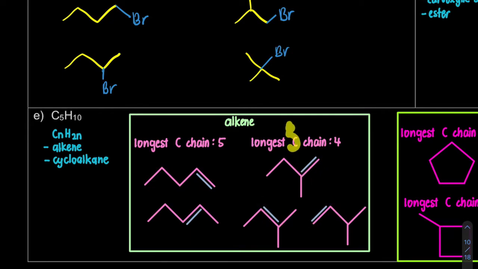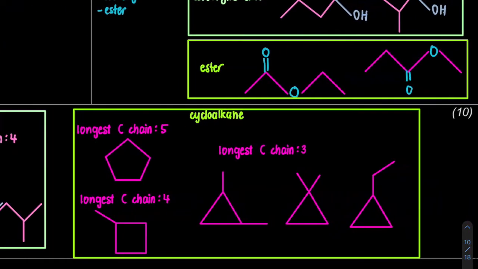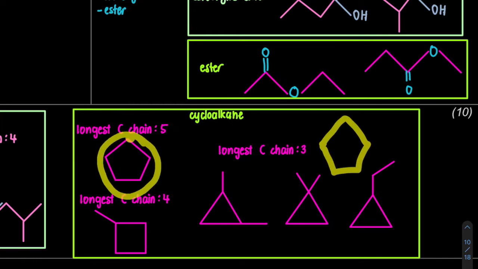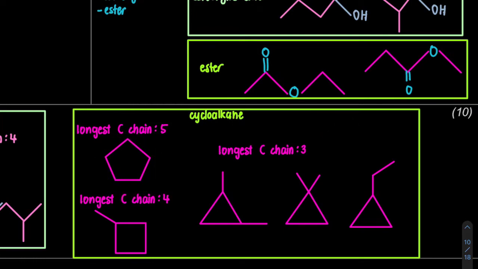So there are 5. Okay, but the overall isomer for this one is actually 10, right? So another 5 is from your cycloalkene. Okay, so how do you get your cycloalkene though? Okay, it is actually from here. For the cycloalkane, we're going to take the longest carbon chain equal to 5. So if it is 5, it will become cyclopentane. The shape of 5. So here is the shape.